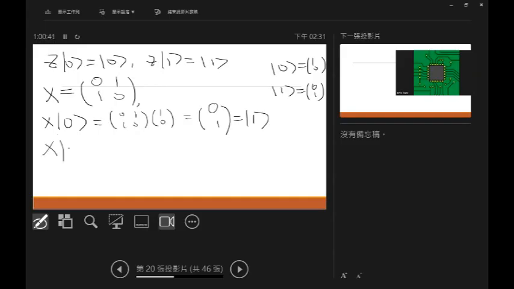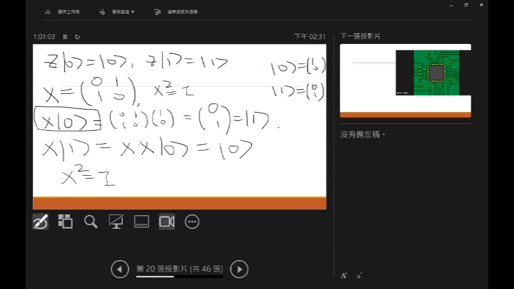And obviously, if you do X on 1, then you don't need to do any computation, because you know that X1 can be written as X0, right? So X0. And we already know X squared is 1 by definition, so this is 0. So X will just flip the 0 and 1.